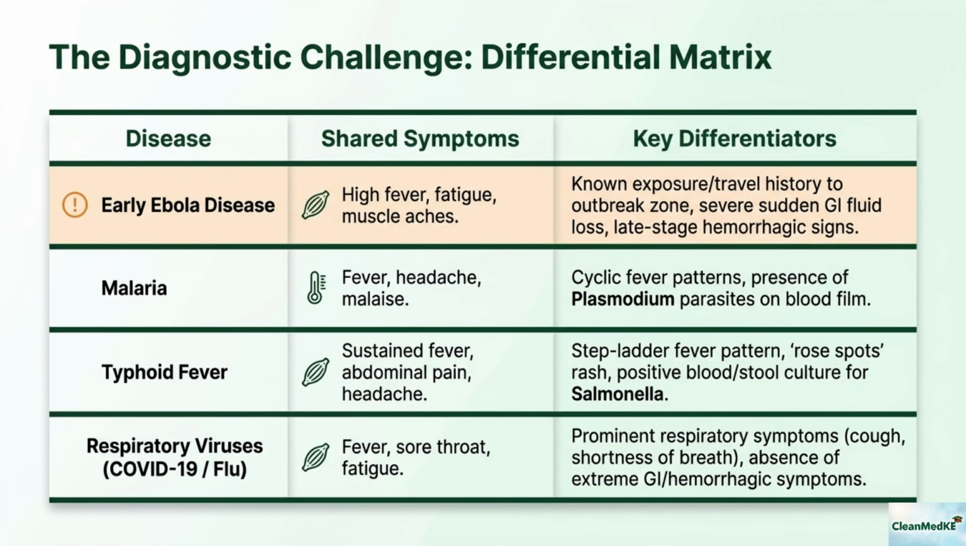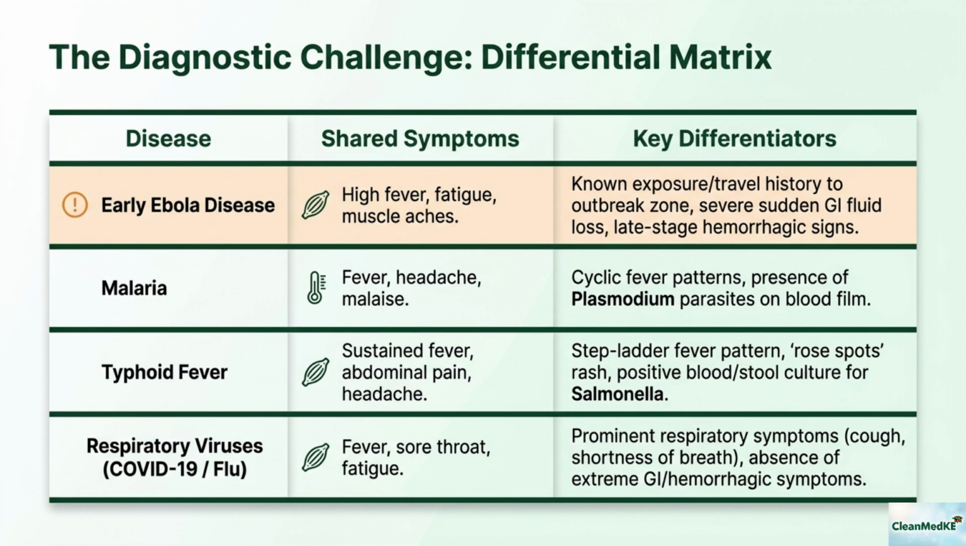Diagnosing Ebola early is difficult because it mimics so many other diseases. Malaria presents with similar fever and fatigue, but you can differentiate it by cyclic fever patterns and a positive blood film for Plasmodium. Typhoid fever also shares the abdominal pain profile, but look for a stepladder fever and rose spots, confirmed by Salmonella cultures. Even respiratory viruses, like COVID-19 or the flu, share early symptoms like a sore throat.